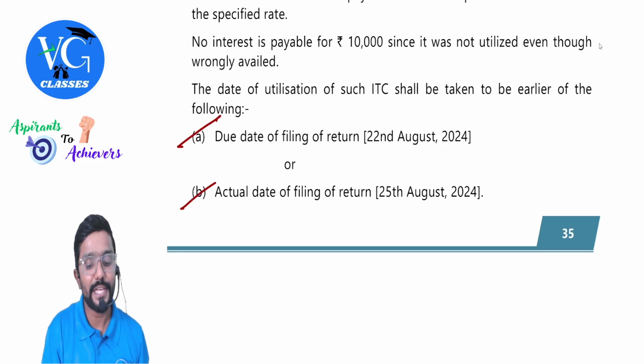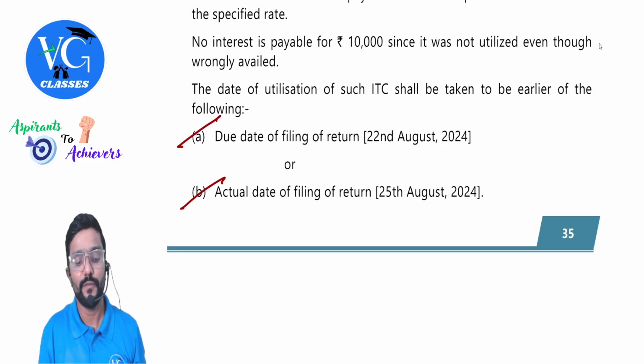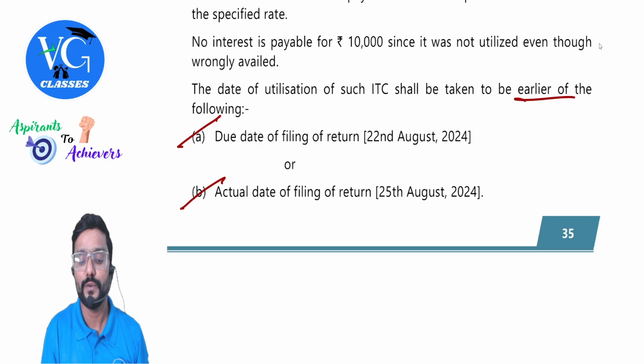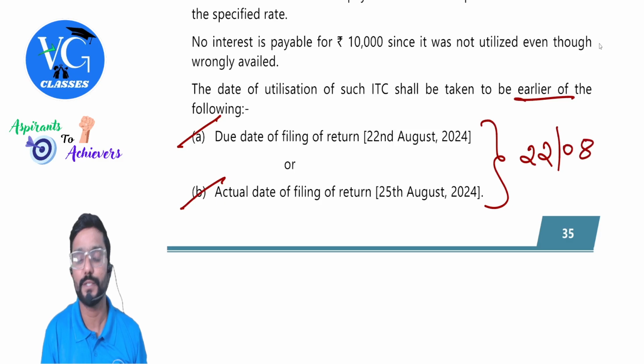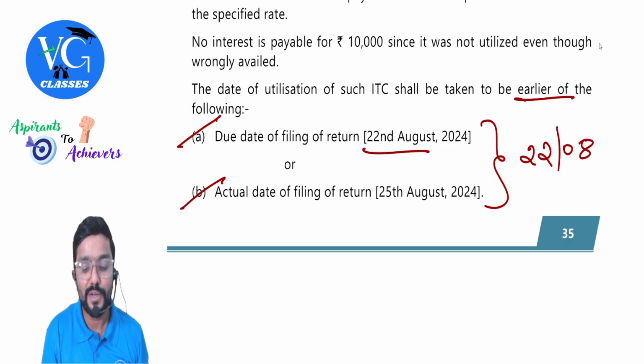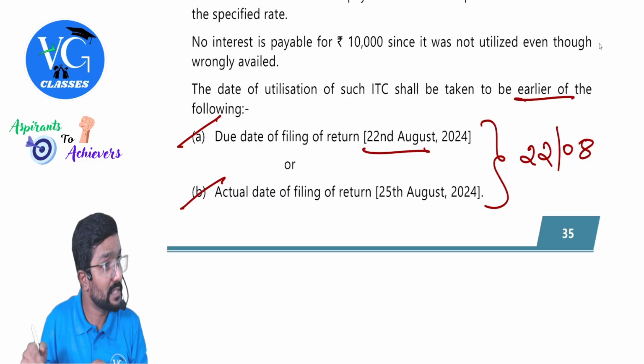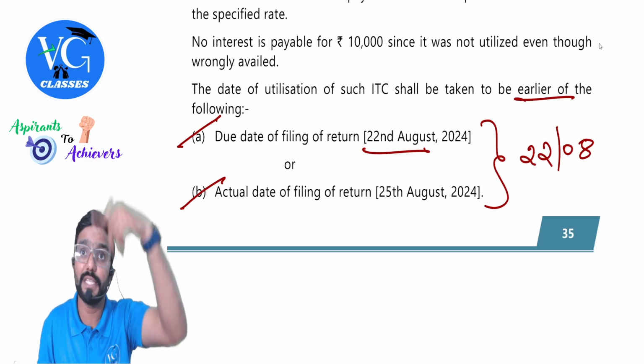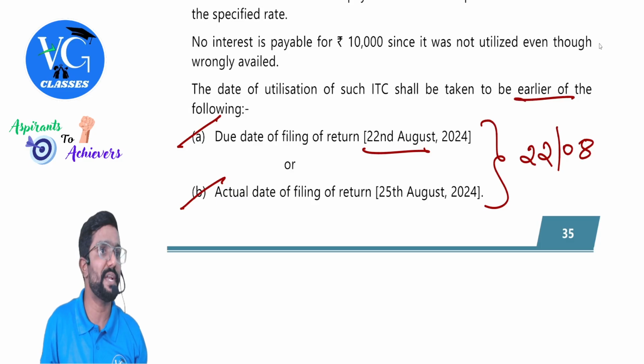Due date or the actual date of filing GST 3B, whichever is earlier. Which is that? 22nd August. And please be careful, if this was not given, then I would have taken 20th August only. But in the question they told it is extended, so accordingly we took 22nd.